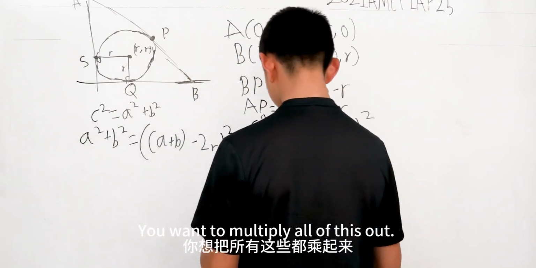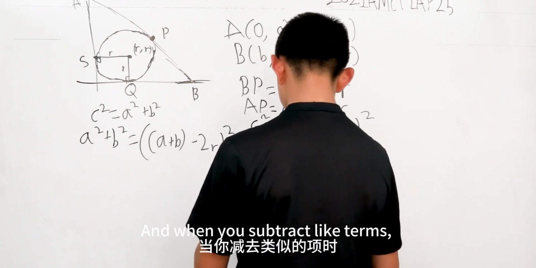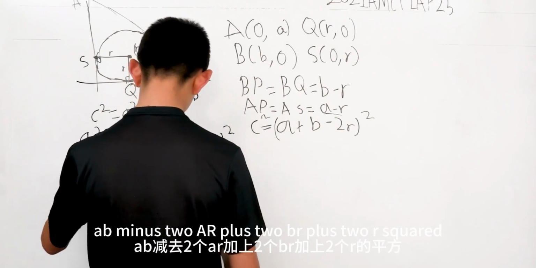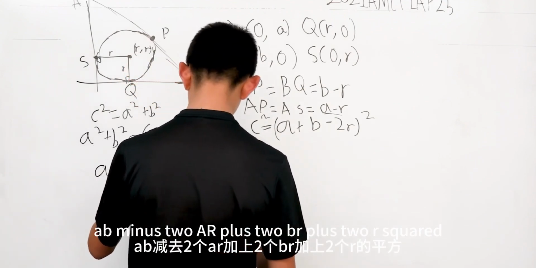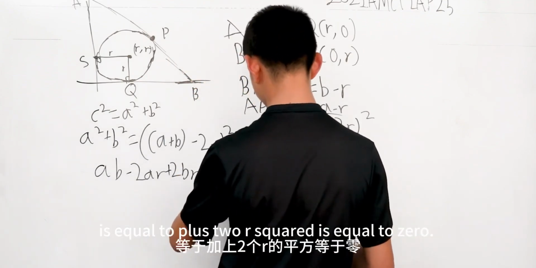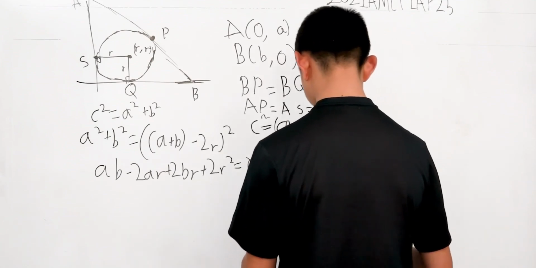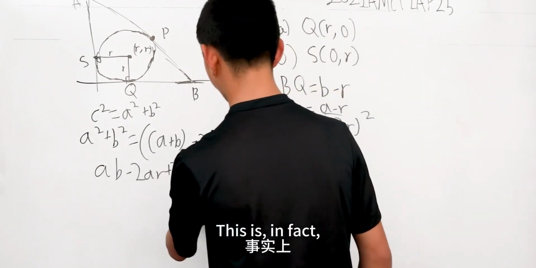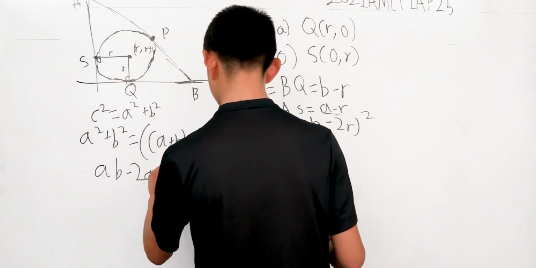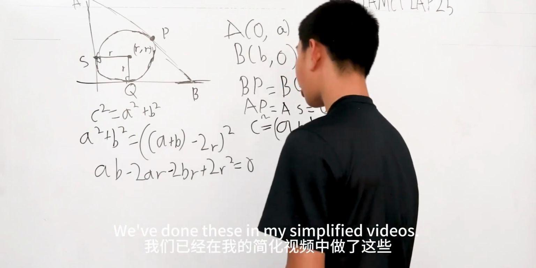Right. You want to multiply all of this out, and when you subtract like terms, this becomes a Diophantine equation: AB minus 2AR plus 2BR plus 2R squared is equal to 0. Okay? This is, in fact, a Diophantine equation. This is a minus, my bad. But yeah, this is a Diophantine equation. We've done these in my Simplify videos.